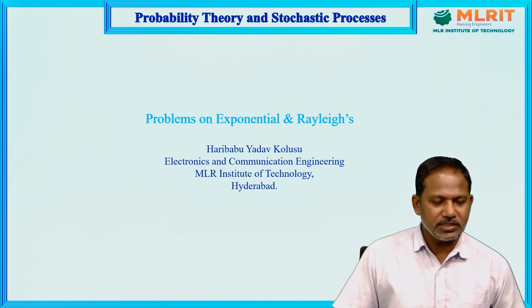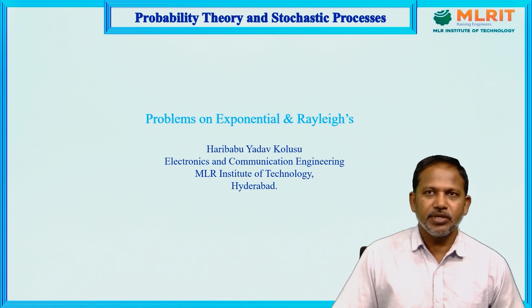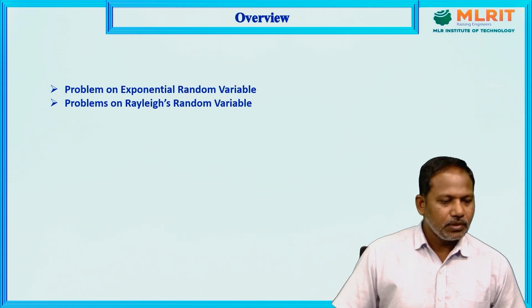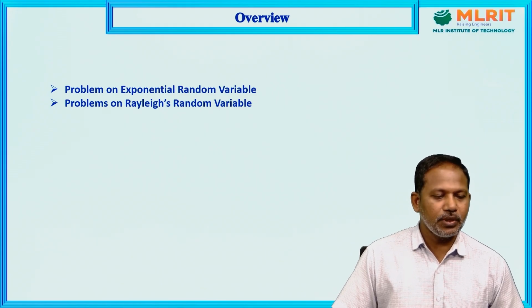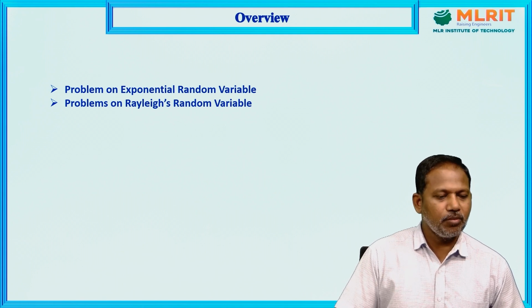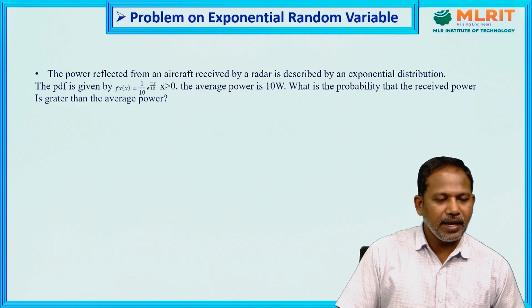Today I want to discuss problems on exponential and Rayleigh distribution density function. Generally, what are the applications of the exponential and Rayleigh? Exponential is mainly used for the amount of power received from radars and to measure raindrop sizes, and Rayleigh is also used for noise purposes, and this is also related with the Gaussian distribution and density function. So now we will see a problem on the exponential random variable.